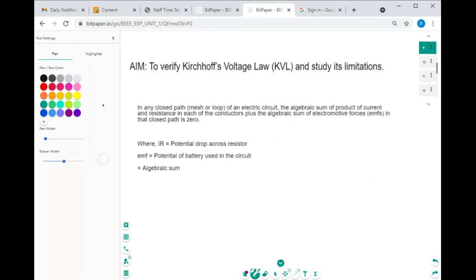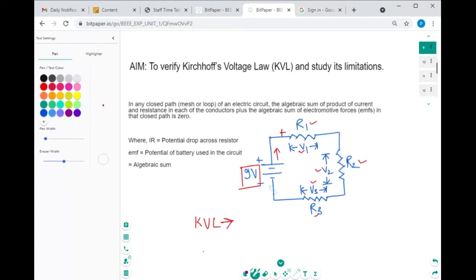KVL: in any closed path, mesh or loop of an electronic circuit, the algebraic sum of the product of current and resistances in each of the conductors, plus the algebraic sum of electromotive forces in that closed path, is 0. Here we will consider the potential difference. Right here the potential is increasing, so we will consider the convention as positive. Here this potential is decreasing.